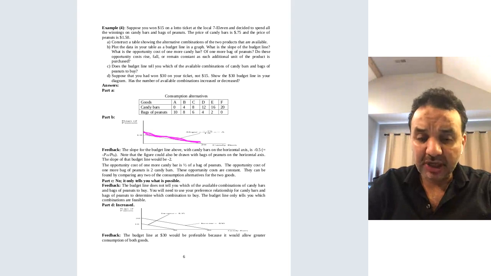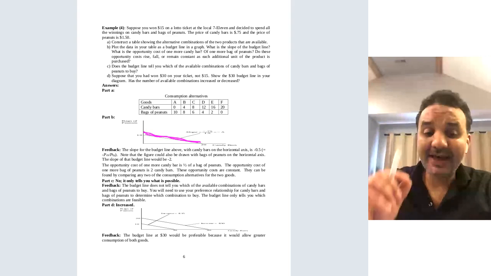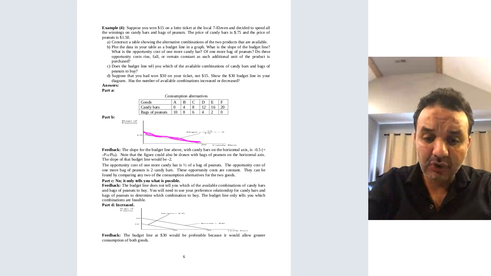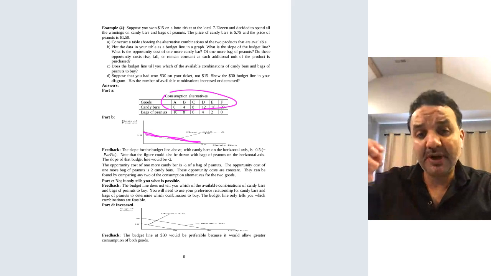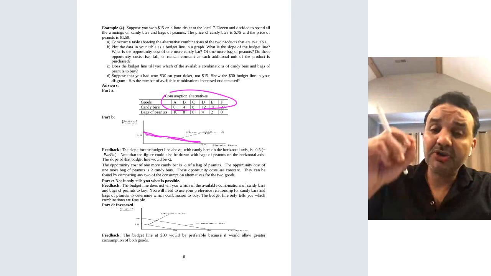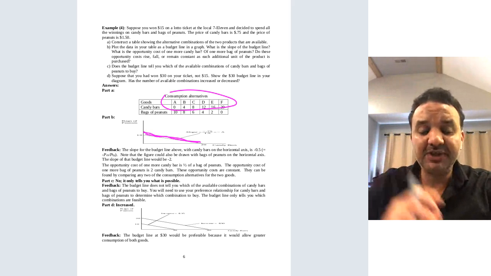What is the key point of the budget line? This is the most important thing in this video. On the budget line, any point like A, B, C, D, E, F, all these points are located on the budget line. So any point on the budget line is efficient and feasible.